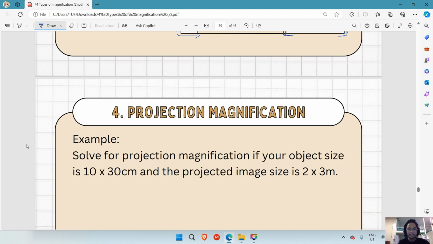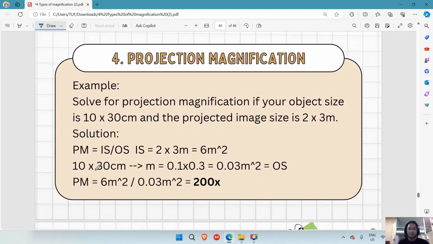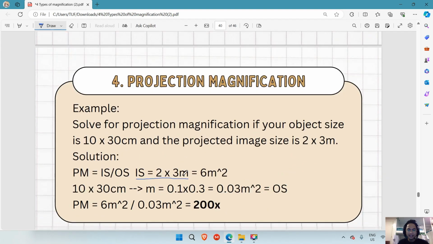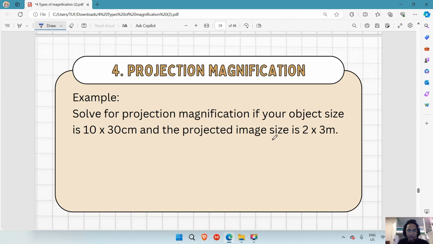Okay. So for example, solve for the projection magnification if your object size is 10 by 30 centimeters and the projected image size is 2 by 3. So all you have to do is use PM is equals to ISOS. So what is our IS? 2 by 3. Okay, so this is another example, but let's go one by one. PM is equals to IS over OS.